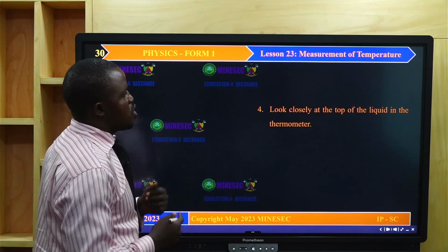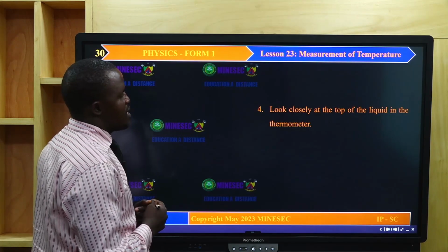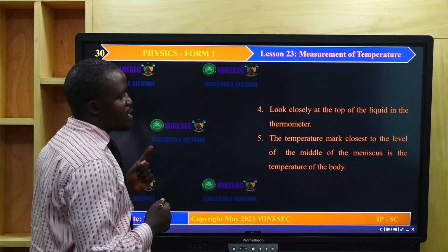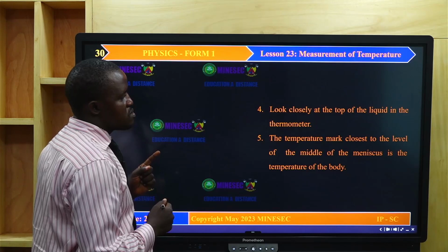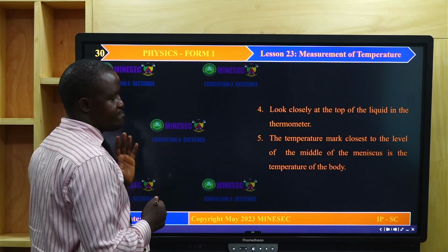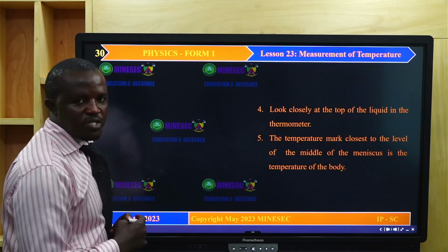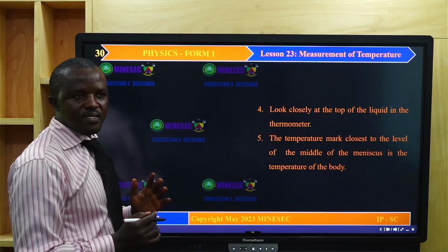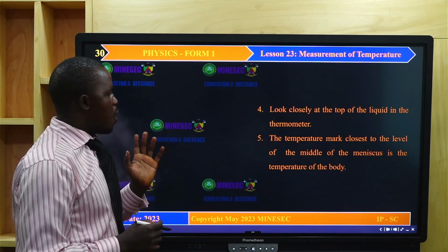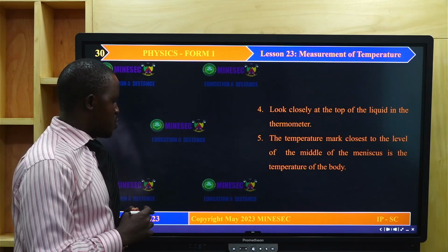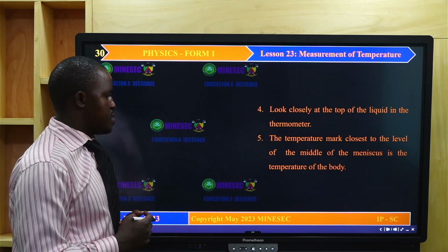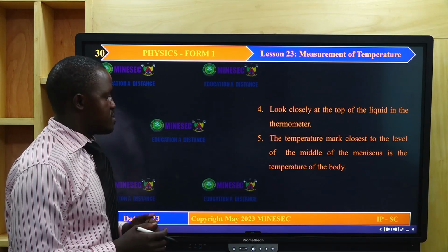Okay, so look closely at the top of the liquid in the thermometer. The temperature mark closest to the level of the middle of the meniscus is the temperature of the body. Closest to the middle of the meniscus. I want you to remember that when we talk about the meniscus, we're talking about the curved surface of liquids. I'm sure we have spoken about that in the previous lessons, okay? Meniscus.